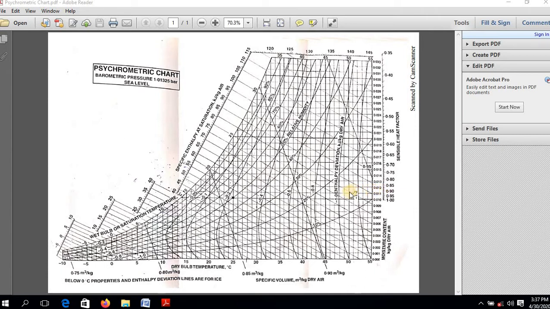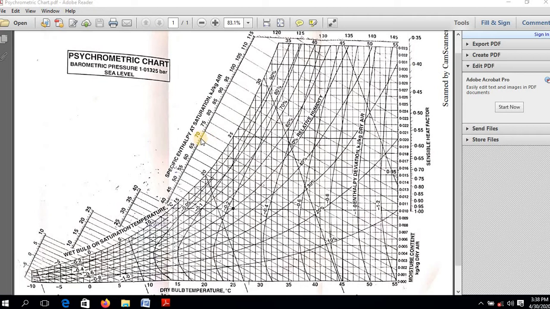Let us say, for example, 32 degrees Celsius dry bulb temperature and 50% RH. Then what is the value of enthalpy? This is 30, 31, 32 degrees Celsius dry bulb temperature and 50% RH, yes, this one. So the value of H on this side is 70. So the value of enthalpy is equal to 70.